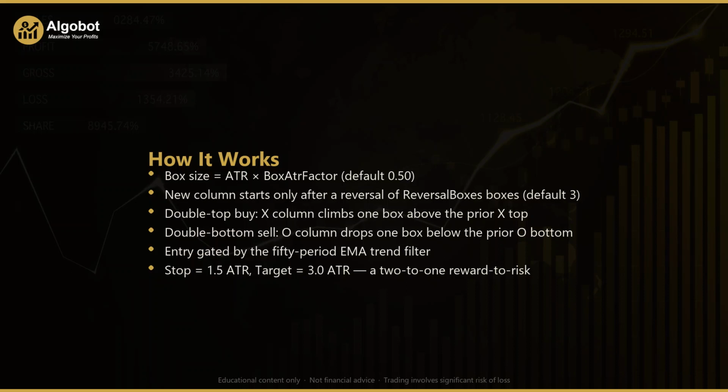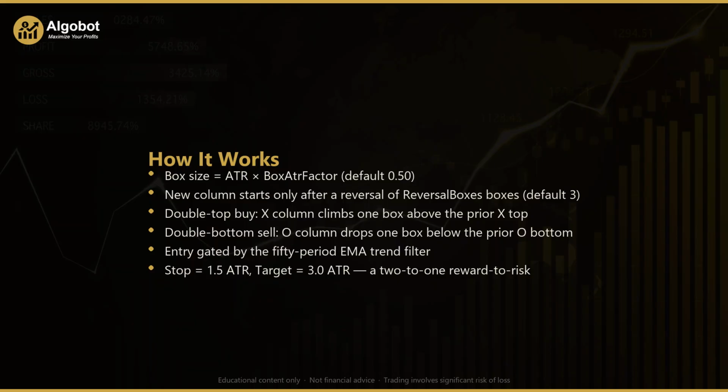Before acting on any signal, the expert advisor applies its filters. It only holds one position per magic number at a time, so it won't stack trades. It then checks the trend filter. A double top buy is only taken when the completed bar closes above the moving average, and a double bottom sell is only taken when it closes below the moving average. This keeps entries aligned with the prevailing drift rather than fighting it.